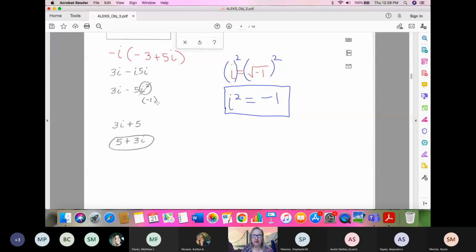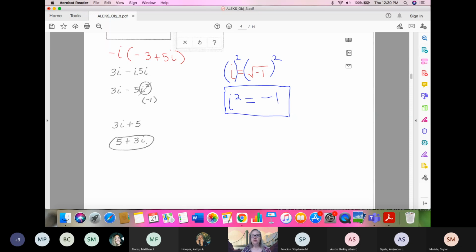Unless you're 100% sure you're going to remember. So we've got -5 times -1, which is +5 here. And we usually always write the I term last, so that's why I wrote it the other way. Addition is commutative, so we can add in any order. So we usually write this as 5 plus 3I, where the I term is last. That's the standard form for complex numbers.